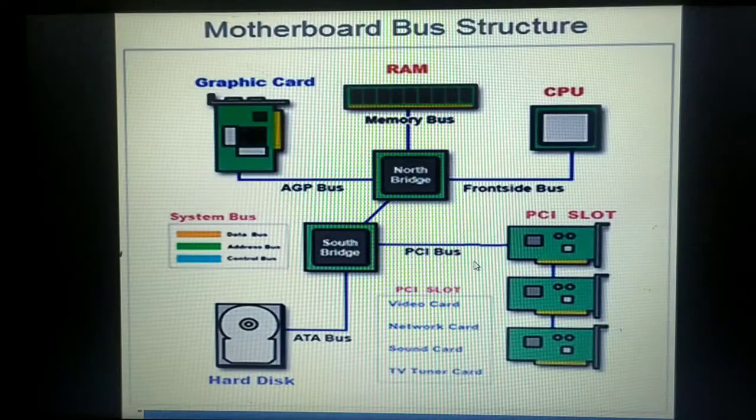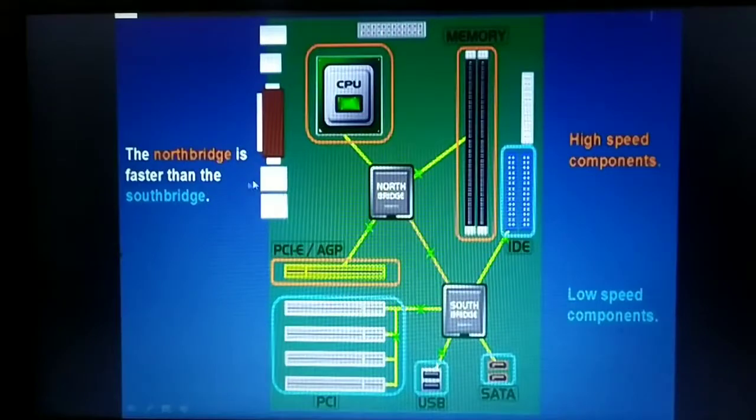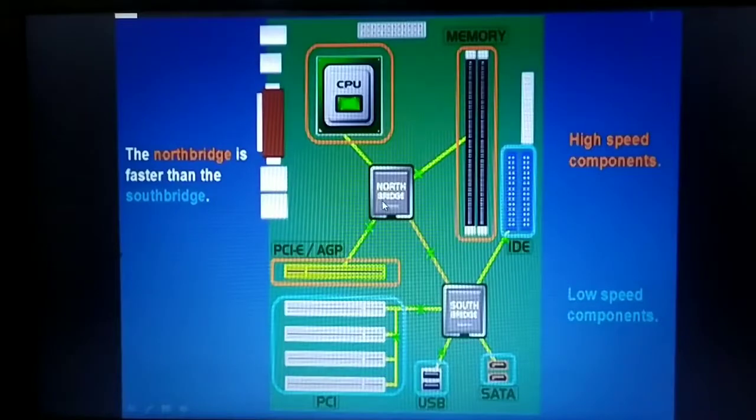One more slide I'll be showing, which you can understand clearly. Here the north bridge is connected with the CPU, memory slots, and PCI or the AGP slots. And then the south bridge is connected to the PCI, USB, SATA, IDE. So the north bridge is usually placed in the upper portion of the motherboard, and north bridge is usually connected with the higher components, whereas the south bridge is connected with the lower components.